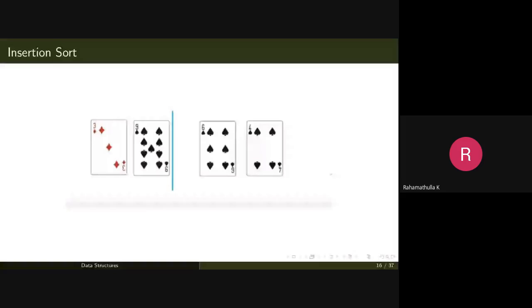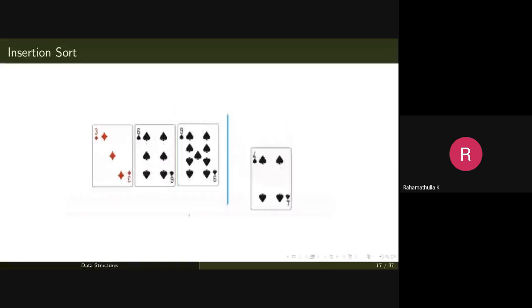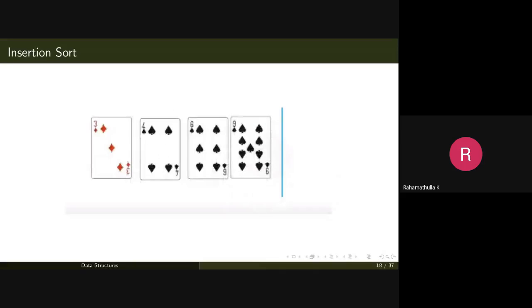Next is 6. It should be inserted between 3 and 9. So it will look like this. Next we have 4, and it should be inserted between 3 and 6. So it will look like this. So at the end of the day, there will be this condition, that is the right hand side of the boundary is empty and the left hand side of the boundary is fully sorted.